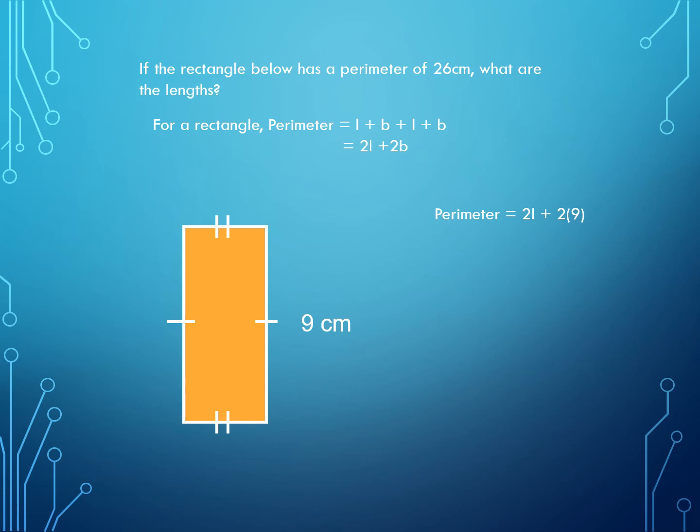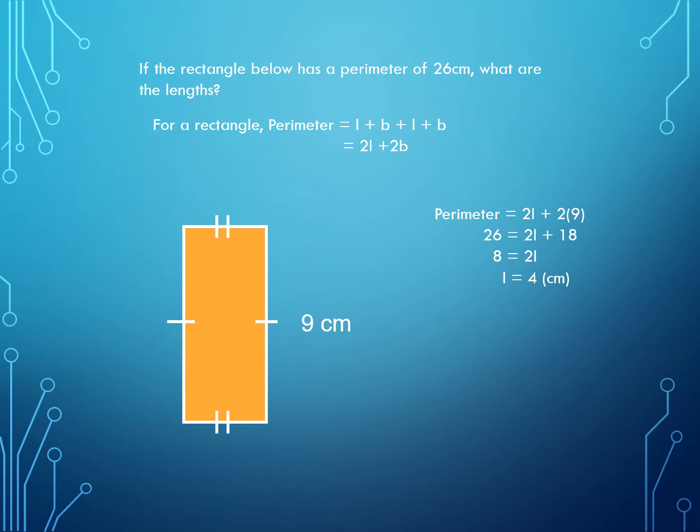And so we're going to try and substitute in the rest of our numbers, and we're going to go from there. So my perimeter should be 26. So I've got 26 is equal to 2 lots of the length plus 2 lots of 9, which is 18. And so I'm going to take away my 18 from both sides, and that leaves me with just 8 is equal to 2 lots of the length. 2 lots of what is 8? Well, 2 lots of 4 is 8. And so the length that we're missing here must just be 4. And the units we're dealing with are centimeters.